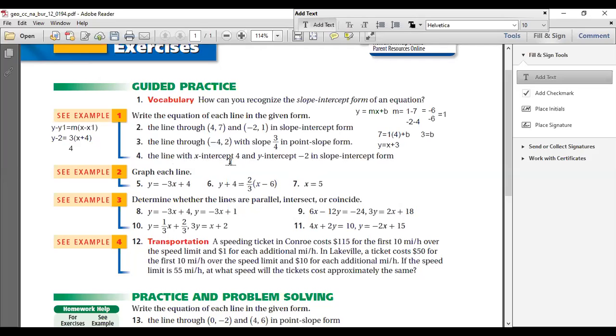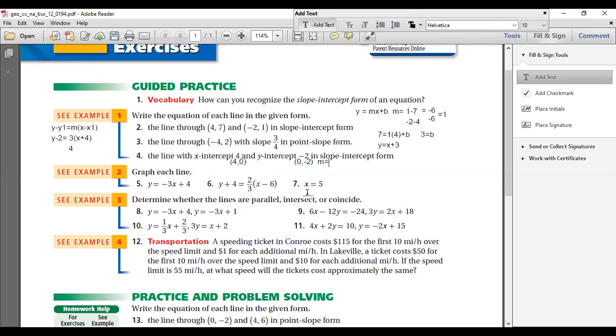What does x-intercept mean? When y is 0, what is x? So when y is 0, x is 4. Now y-intercept is negative 2, which means when x is 0, y is negative 2. So these are the two coordinates we have. Once we have written down the coordinates, we have to find out the slope because we need to write that in the slope intercept form. So the next step is I'm going to find the slope.